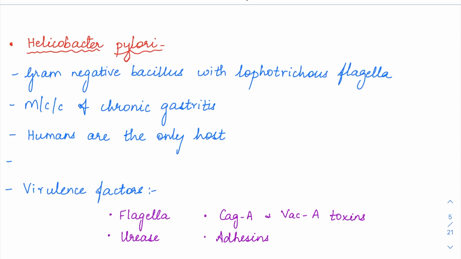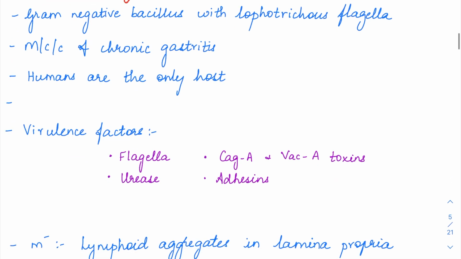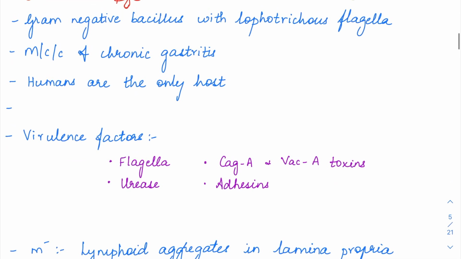Helicobacter is the main culprit, the most common cause of gastric ulcers, gastritis and peptic ulcer disease. So let's see about it. I already mentioned it is a bacteria. What kind of bacteria? It is a gram-negative bacillus. It is lophotrichous, meaning this bacillus has a tuft of flagellae at one pole of the bacteria. So a tuft of flagellae is present.